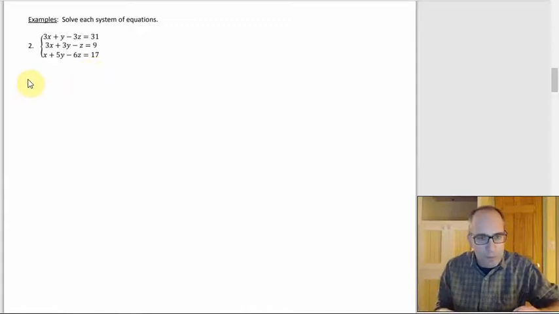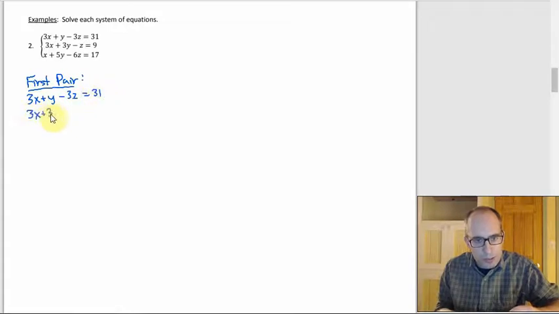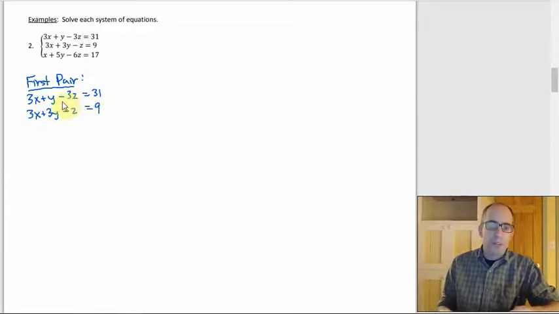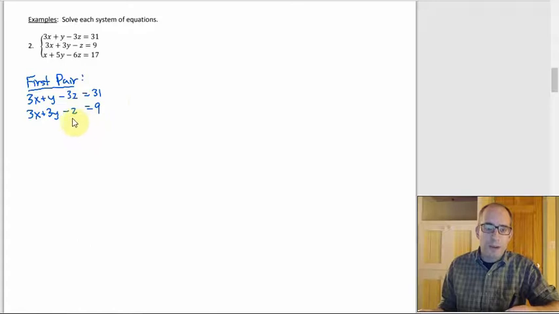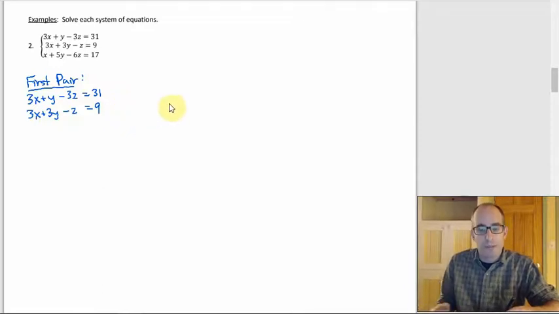So for my first pair, I just used the first 2. So I used 3x plus y minus 3z equals 31, and I used 3x plus 3y minus z equals 9. And I decided to get rid of z. So I said, okay, well, this is easier if I don't have to adjust both equations, if I only have to adjust one of them. Well, if I'm going to do that, then I got to get a plus 3z down here. So I have to multiply both sides of the second equation by -3. Right? -3 times -z will give me a positive 3z.